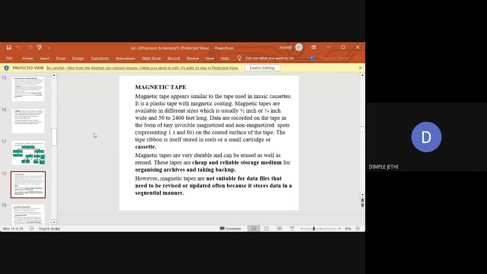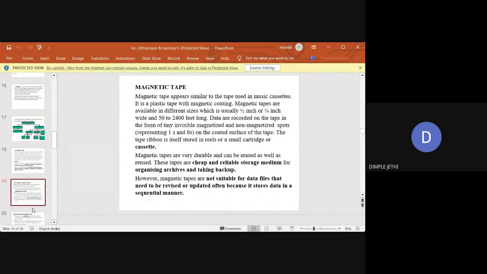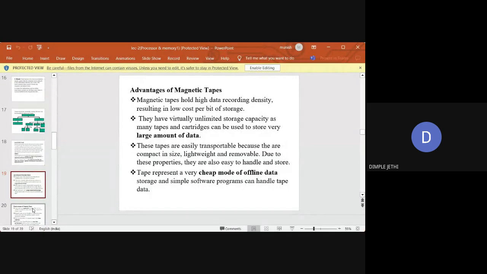As I said, there were audio cassettes also, video cassettes also. They used to come in different sizes. Their width could be half inch or 1/4 inch, and their length could be from 50 to 2400 feet long, right? So this was your magnetic tapes. Next, what are the advantages? A large amount of data can be stored, and it is a cheap mode of offline data storage, which I just explained.